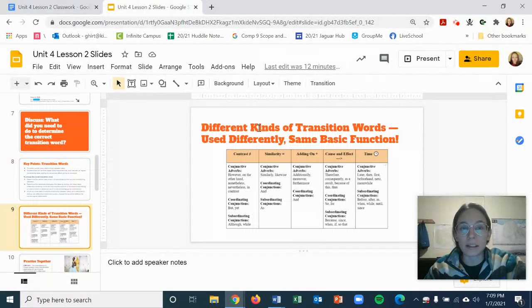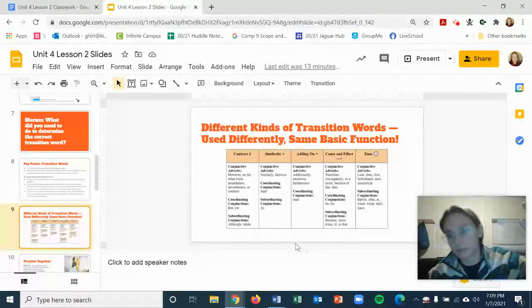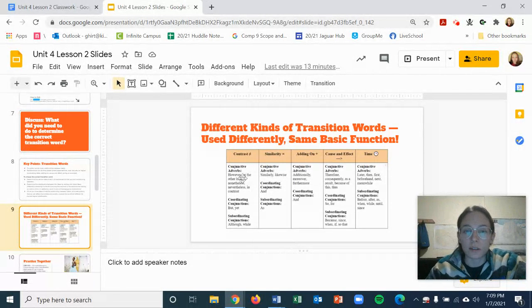You also have a list in your classwork document of transition words. These different types of transition words are used grammatically differently, but they serve the same basic function. Contrast, for example, is one relationship between two ideas, right? I want to go to the store. However, my car's out of gas. Contrasting ideas, right?